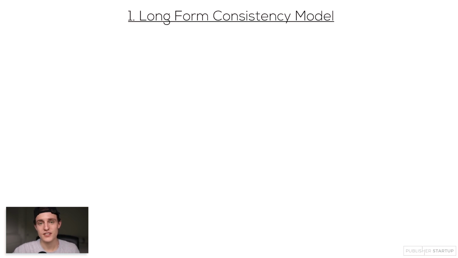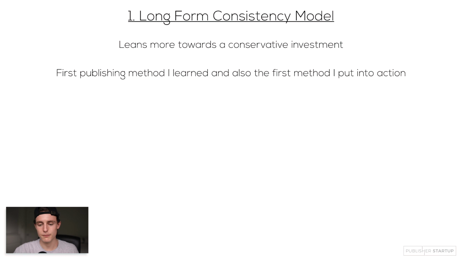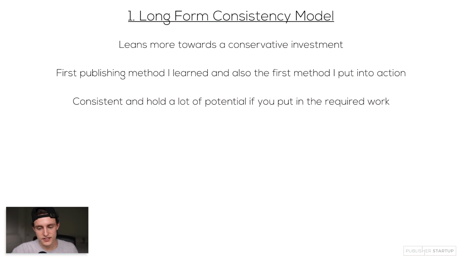So the first pillar to my publishing methods is long-form consistency modeled books. This leans more towards a conservative investment, and this is the first publishing method that I learned, and also the first method that I put into action in my publishing business. So this is the first thing that I actually learned about and contributed to my portfolio, if you will. It's consistent, and it holds a lot of potential if you put in the required work.